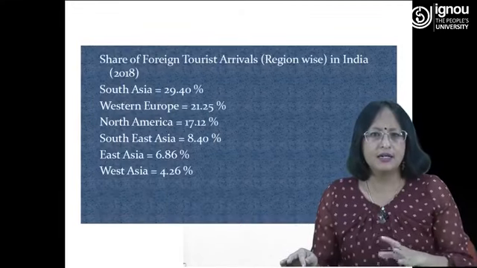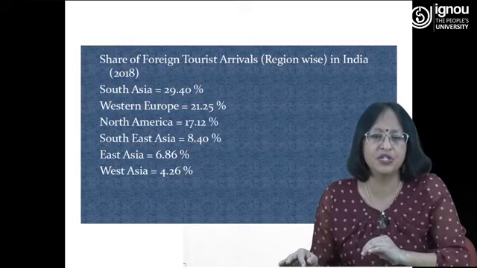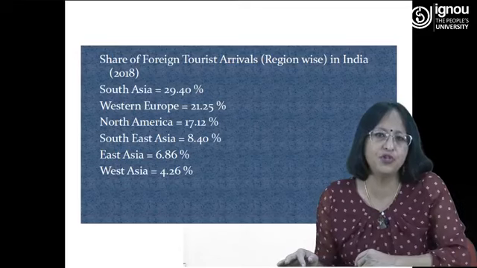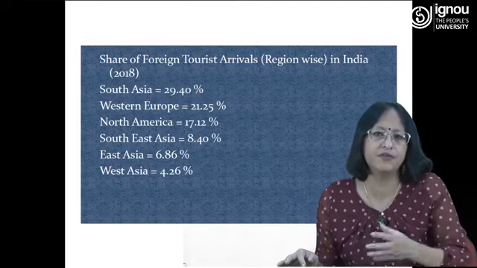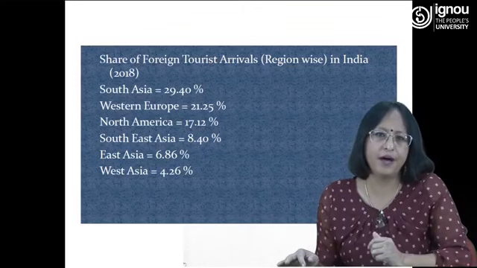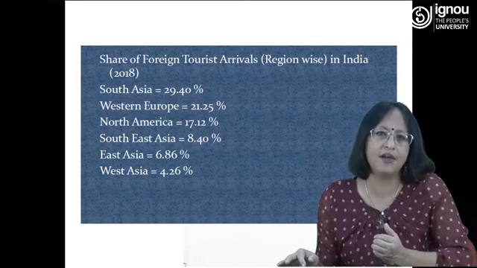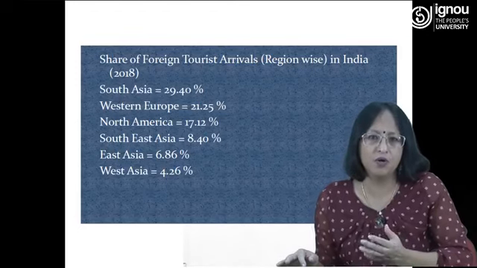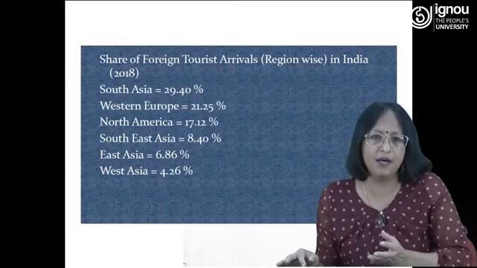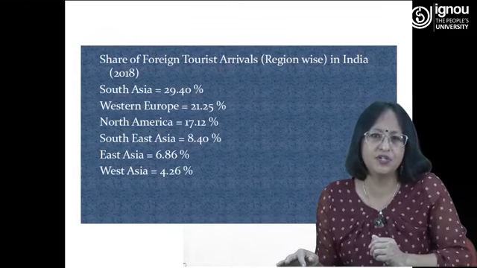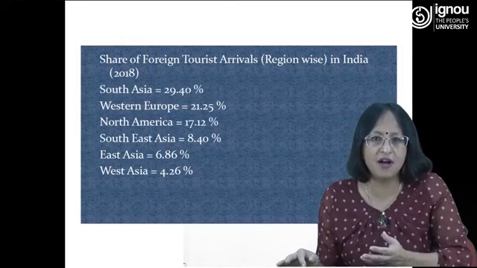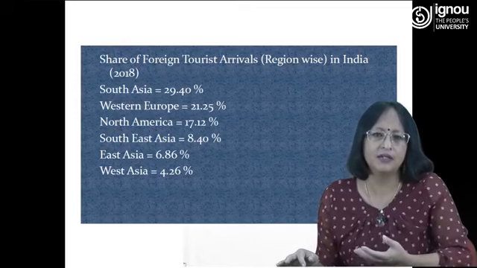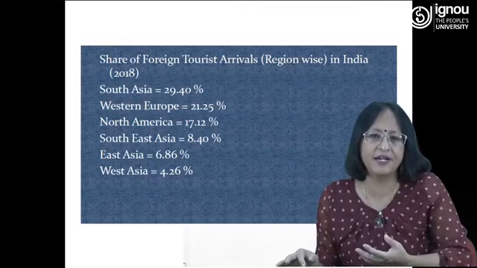So let us see the share of foreign tourist arrivals in India. South Asia, 29.40%. This is the part of the Indian subcontinent where we have Sri Lanka, Bhutan, then Pakistan, all these countries. Nepal is there. Western Europe is where Germany, France, and Switzerland come in. North America, you have the United States, Mexico, and Canada.